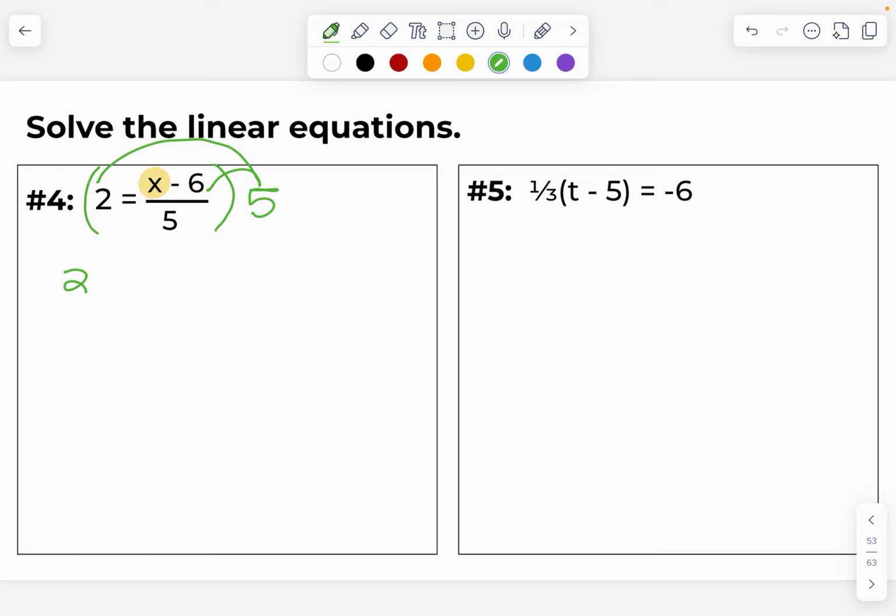So when I do that over here, I get 2 times 5 is equal to, and I'm going to write this out so you can see it. You don't need to write it out like this way, but I think the first time this will kind of help you see what's happening here. Okay, when we multiply this fraction by 5, okay, we're multiplying the 5 times the x minus 6.